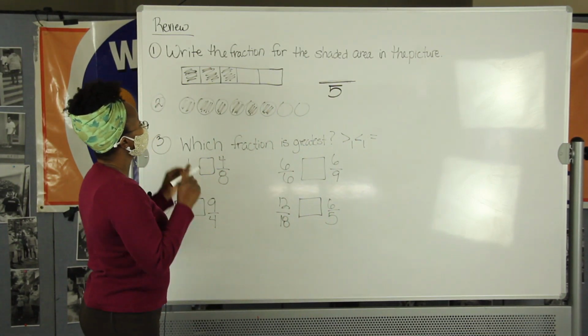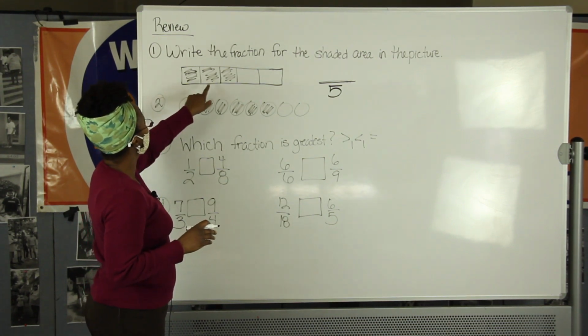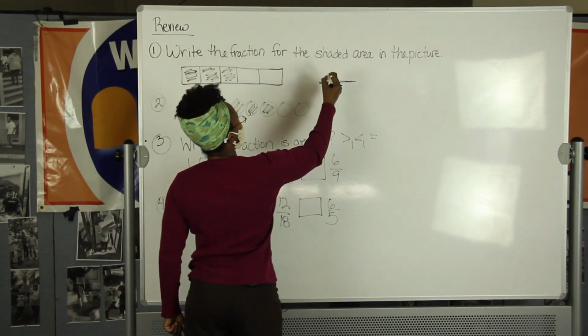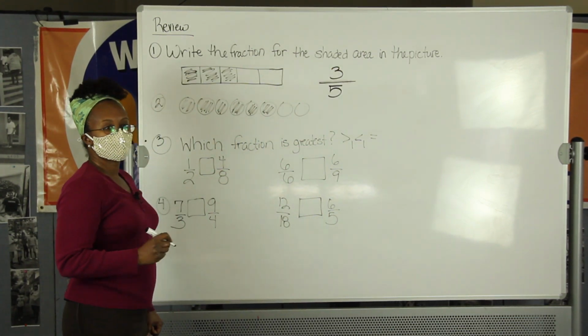And now we're going to get the number that is shaded. So we'll count them. 1, 2, 3. So the fraction that represents the shaded area is going to be 3/5.